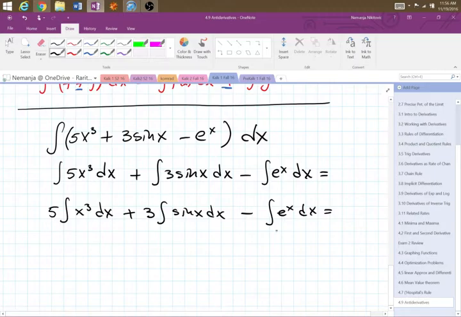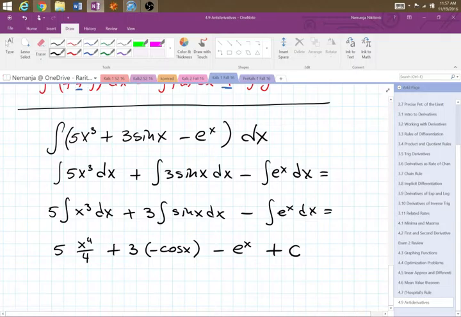So now, when you have this, the integral is x to the 4 over 4 because it goes plus 1, right? And then we have plus 3 times the integral of sine, which is negative cosine x. And then minus the integral of e to the x, which is e to the x. And we have a plus C.